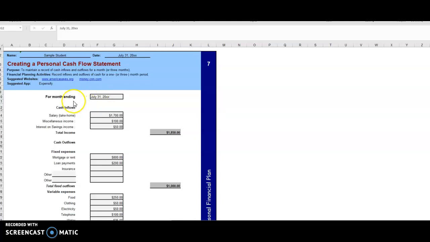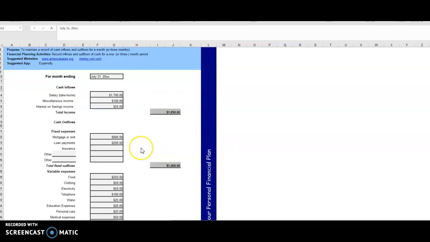So for the month of July that ends on July 31st, what did we take in income and what did we spend? If you look at the cash inflows, we had a salary, 1,700. We had some miscellaneous income of 100. Maybe we have some interest on our savings account of $50. So our total income for the month of July was $18,500.